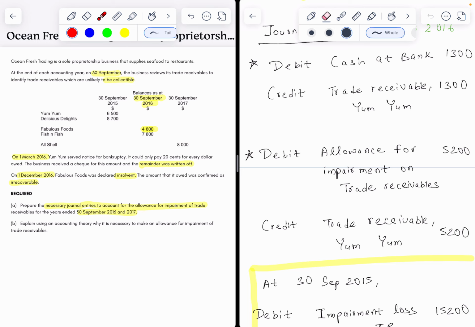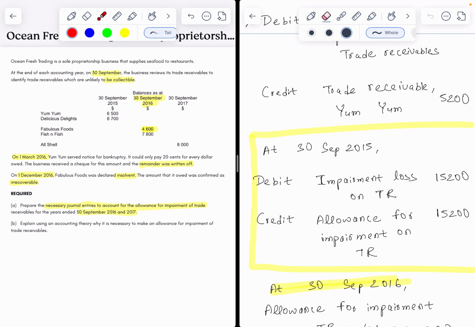So let's look into the previous financial year at the end of 30 September 2015. At 30 September 2015, we are given Yum Yum owed us $6,500 and Delicious Delights owed us $8,700, right? So at that point in time, the journal entry would be to add up the total of $6,500 and $8,700, which gives us $15,200, and then we transfer that unlikely collectible amount to the allowance for impairment of trade receivables account, which will therefore increase, and being a contra asset account by default, we will credit it. So we credit the allowance for impairment of trade receivables account by $15,200.